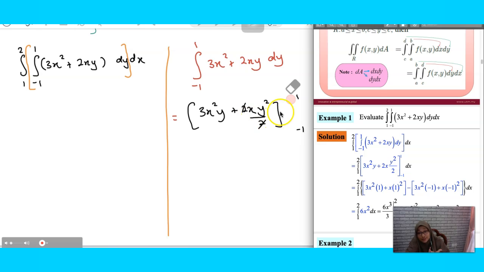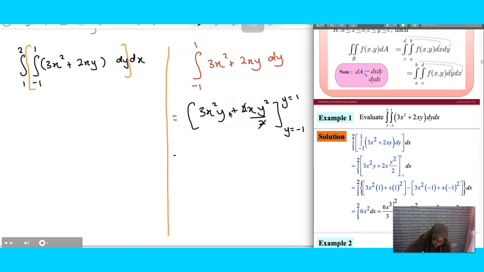So maybe you have forgotten that actually you are integrating with respect to y, so you just need to substitute the value of minus 1 and 1 only into y. So there is a possibility that you can make a mistake. That's why, just to notify ourselves, it's better for you to put that the negative 1 only belongs to y, not x. Just to remind us, okay?